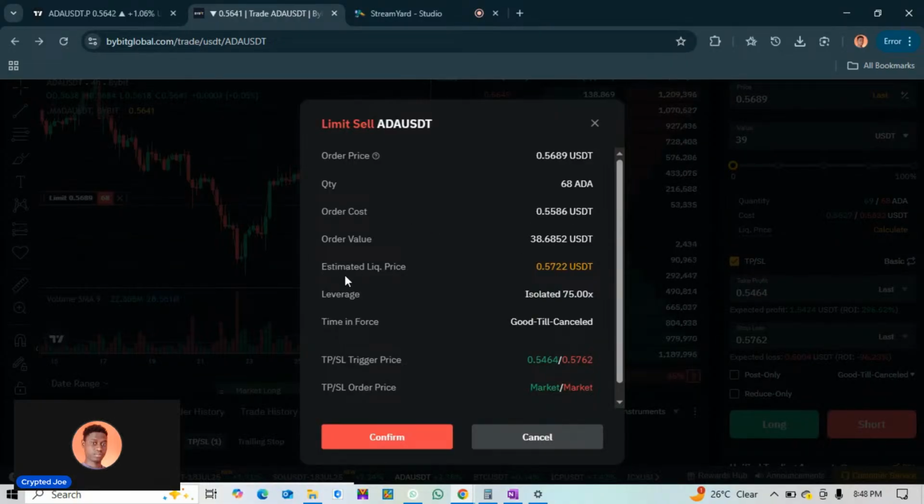Now take note, based on this leverage that I'm using, 75x leverage, the estimated liquidation price is 0.5722. Now my stop loss is this one in red. Like I told you, in a short trade, your stop loss should be lesser than your liquidation. The figure in red, your stop loss, should be lesser than the figure in yellow, which is your liquidation.